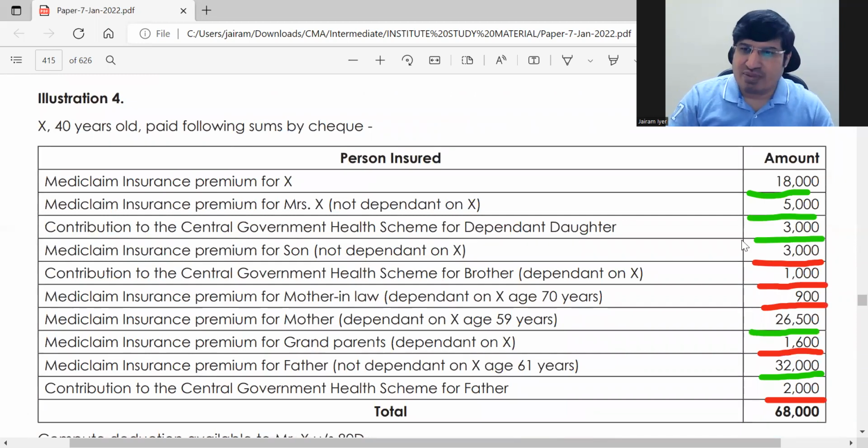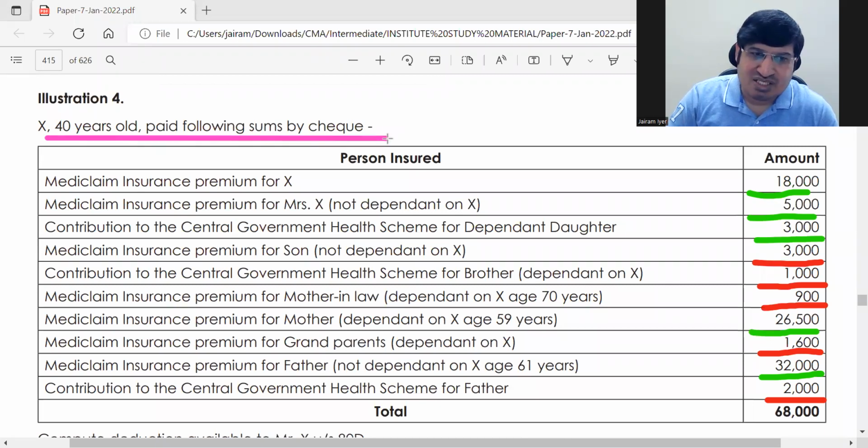Here I have done some markings for you, so that it will be easier for us. Now, X, 40 years old, paid the following sums by cheque. Sums have been paid by cheque, so there is no question of cash. So what are they? Mediclaim insurance premium of X 18,000. We'll take whatever is marked in green as allowable, and marked in red as not allowable.